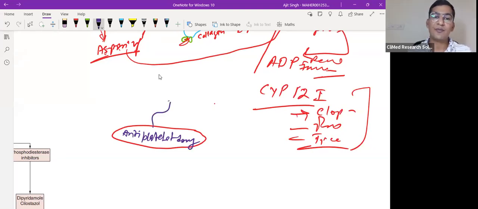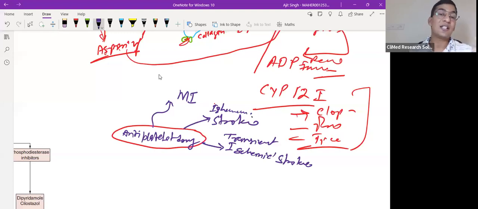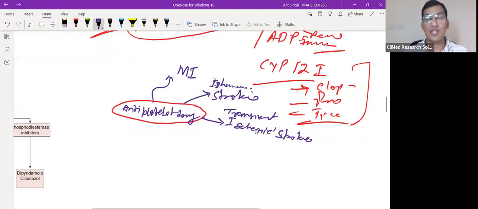One is MI, myocardial infarction, then stroke, ischemic stroke, transient ischemic stroke. This is not hemorrhagic stroke, guys. One is ischemic stroke, one is transient ischemic stroke. The difference between them is something you have to read by yourself. These are the indications of antiplatelet drugs.